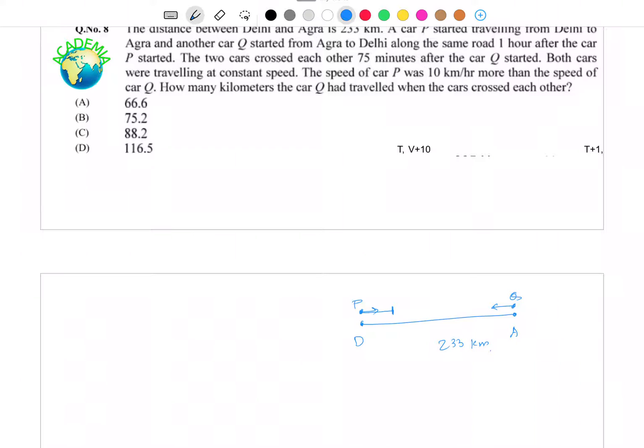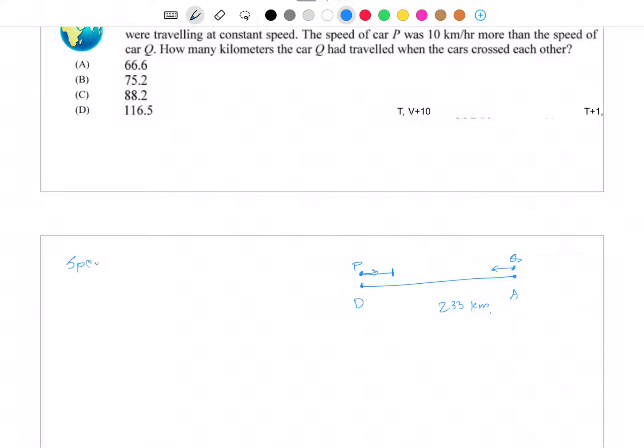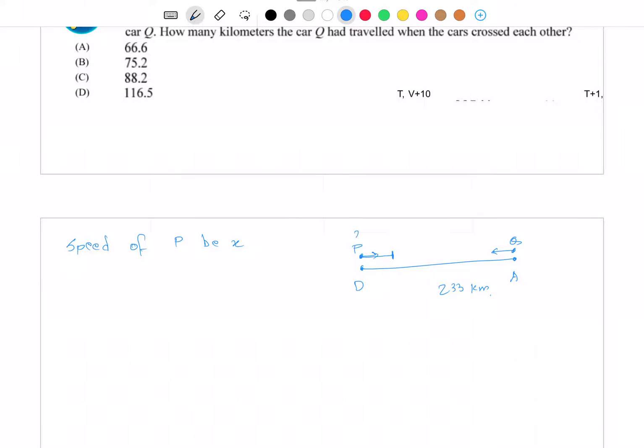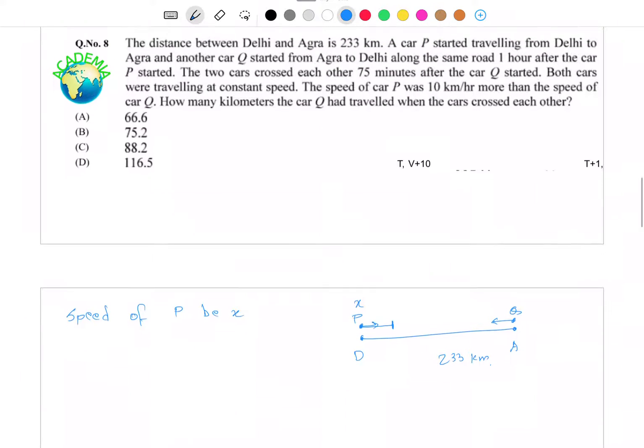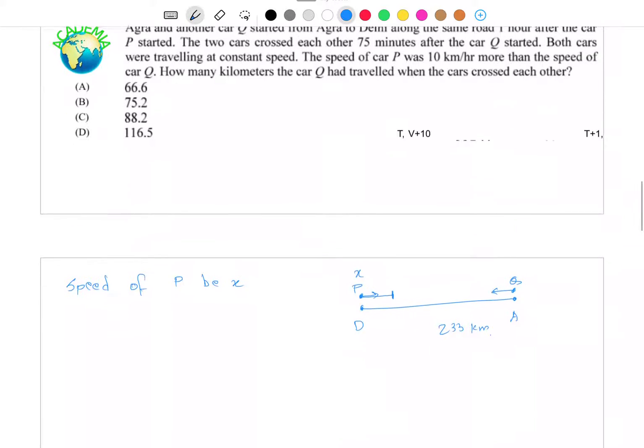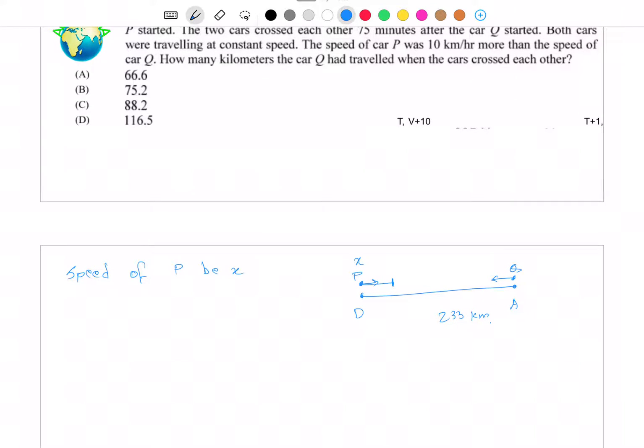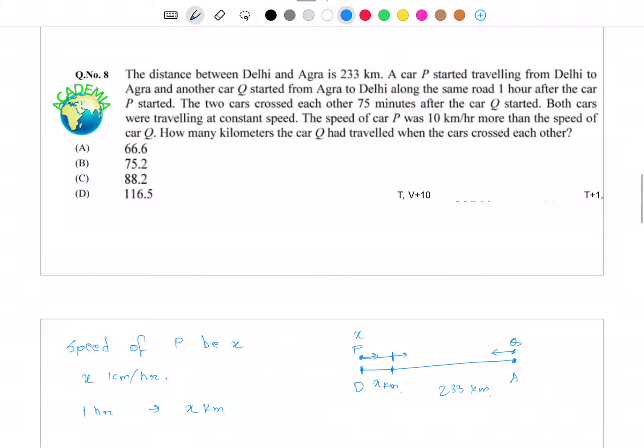Let's assume that the speed of P is x. So this is our assumption that P is x, and Q starts after 1 hour. The distance that P will cover in 1 hour would be simply x, because it is x kilometers per hour. So it has already traveled x kilometers. After that, you can consider this the starting point of both P and Q starting simultaneously. This is the first condition.